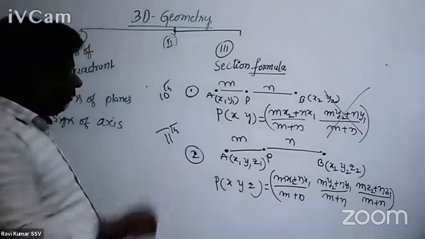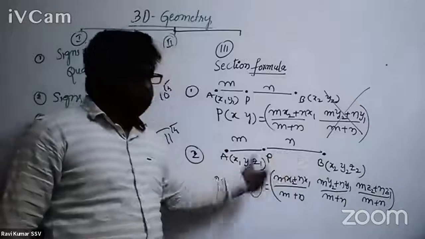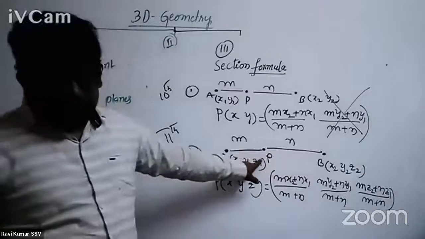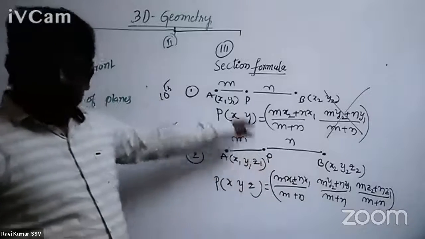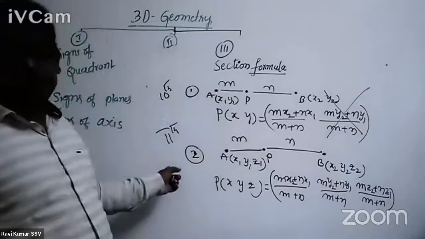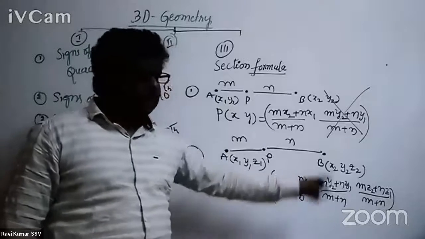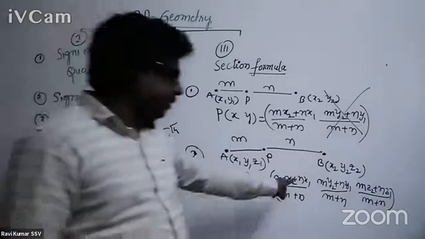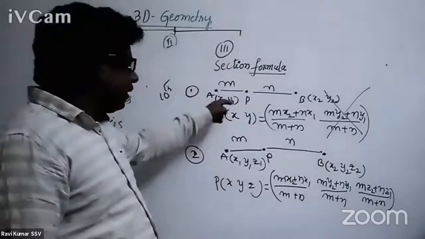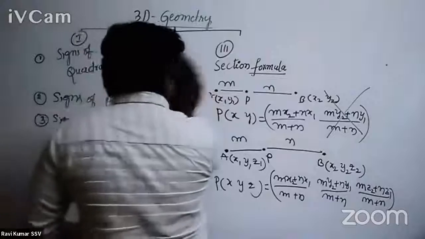This formula is used when the point lies in between A and B. If the same point P lies outside of these points, then what is the formula? Same formula, but here minus will come. That's the difference. Minuses will come here. I will write that point also, then we'll start doing problems.